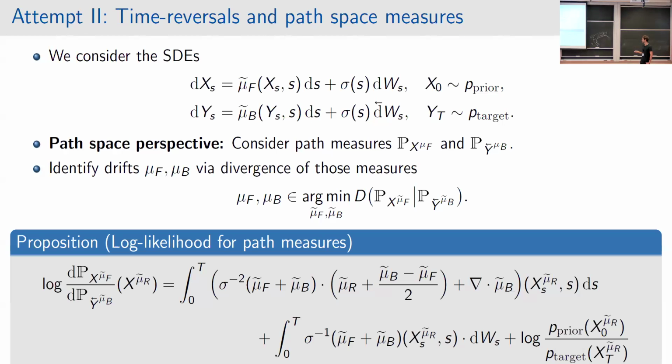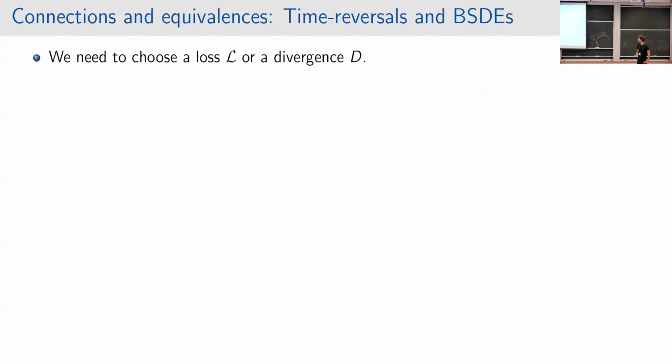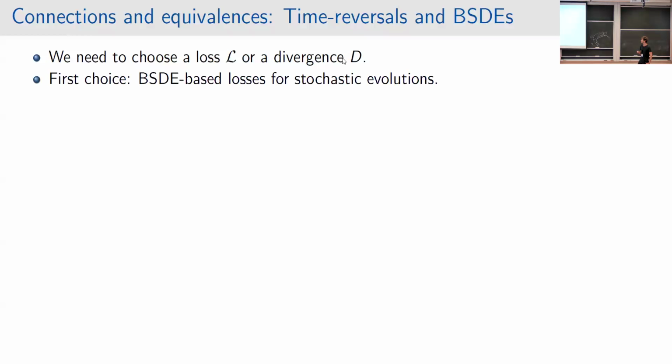You don't have to understand the formula, but note there's a deterministic integral, a stochastic integral, and of course the boundary conditions. Okay, so now we want to make it a little bit more concrete, want to discuss connections and equivalences between these two attempts that I discussed. We need to make a choice for the loss for attempt 1 or the divergence for attempt 2, right? And so let's take the first choice, and let's take a BSDE-based loss.